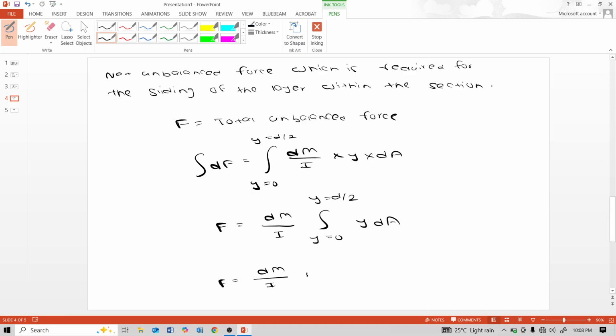This term is A into y bar, where A is area and y bar is the distance from the neutral axis. The unit of this term is mm cube. Now, shear stress is induced because of the sliding of the layers.